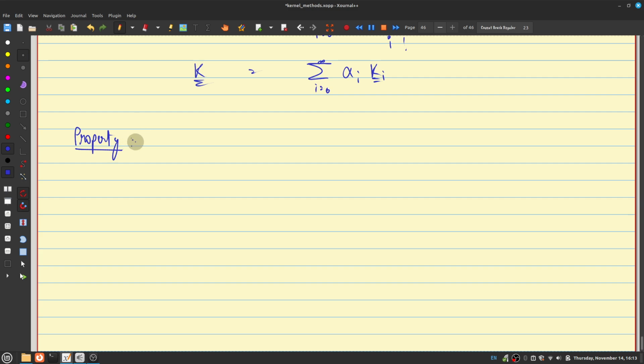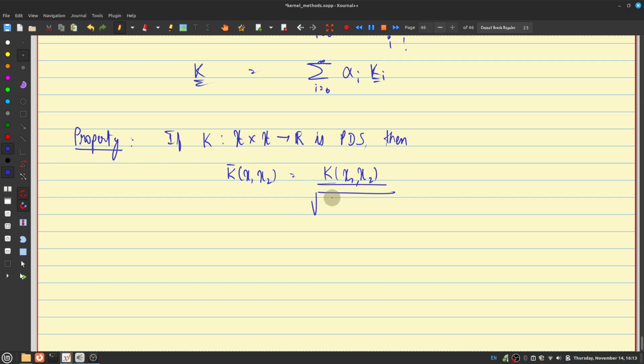And again, I leave this as an exercise. So if you take a kernel and normalize it the following way. So if K is a PDS kernel, then the following normalized version, let me call this K bar. So K bar of x1, x2 is K of x1 comma x2 divided by the square root of K of x1 comma x1 times K of x2 comma x2. This is also PDS.